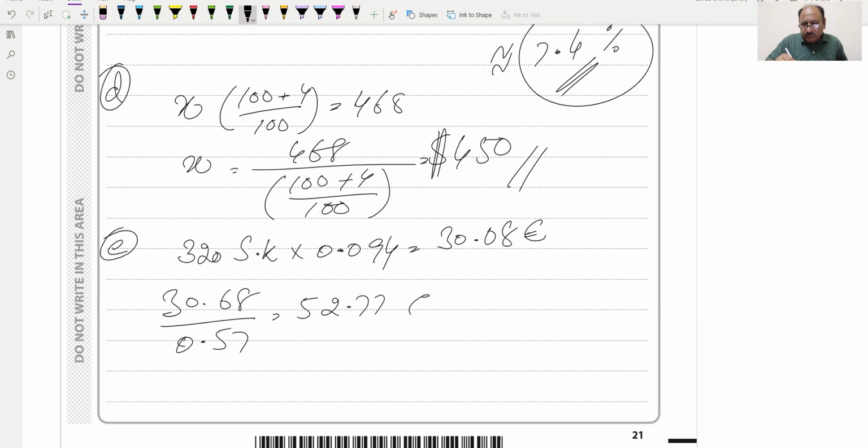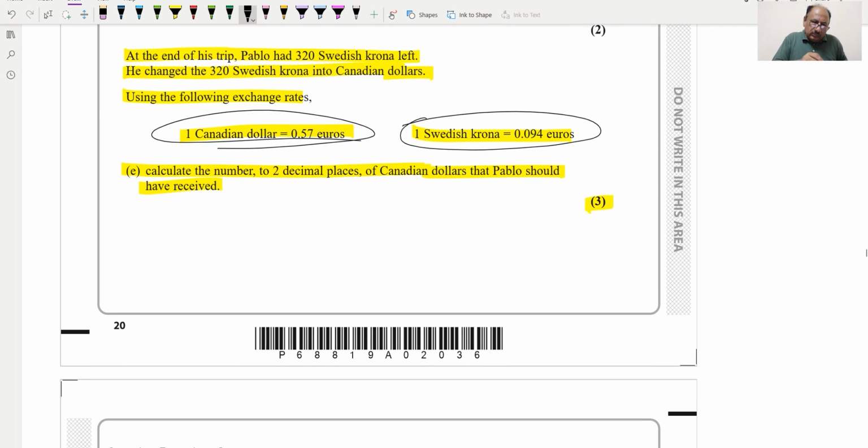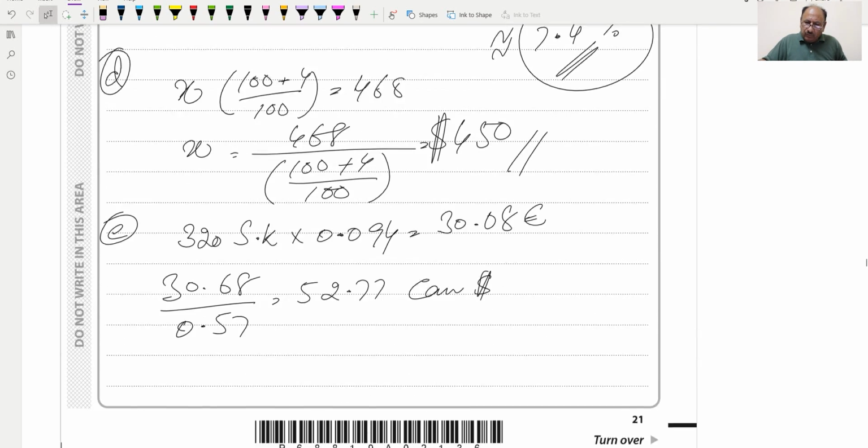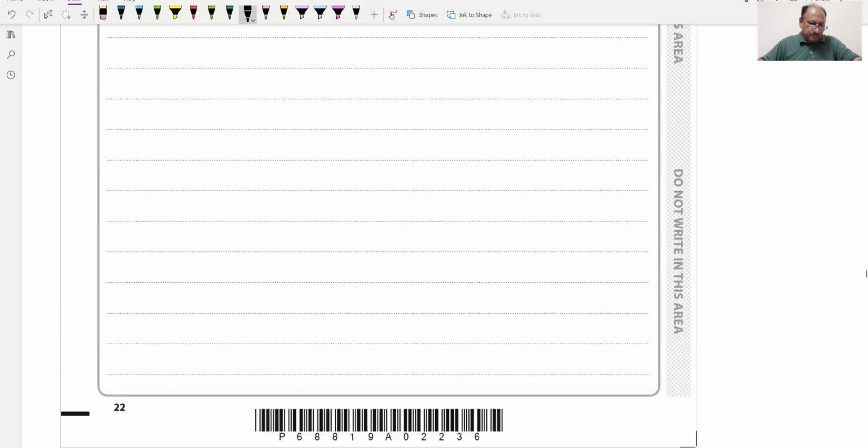52.77, this is Canadian dollars, and we can check the answer they are looking for. Okay, so no decimal places, or two decimal places. This one they have mentioned. So we have already written it in two decimal places, so this will be our final answer for this question. Hopefully you understood this.